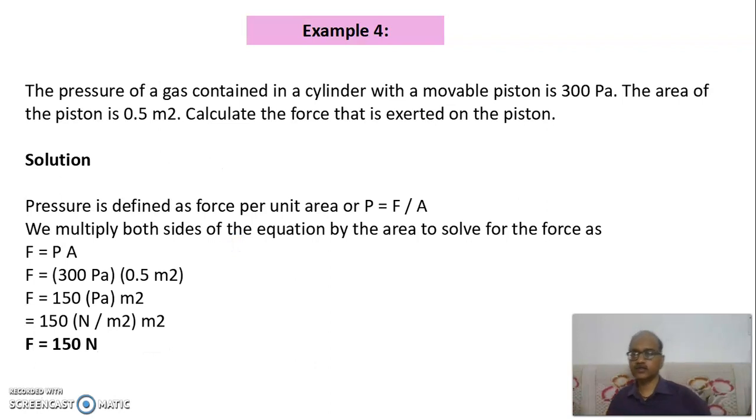Example 4. The pressure of a gas contained in a cylinder with a movable piston is 300 pascals. This is capital P and small a is the symbol for Pascal. That is the SI unit of pressure. The area of the piston is given as 0.5 meter square. Calculate the force that is exerted on the piston. The formula for the question is the same. Pressure is force upon area.